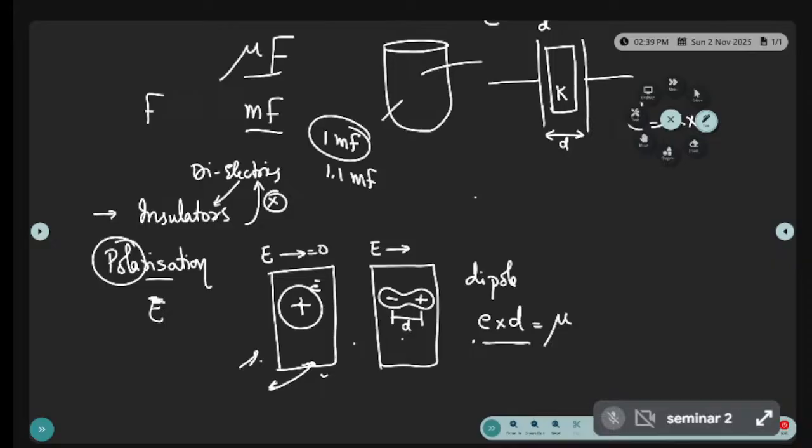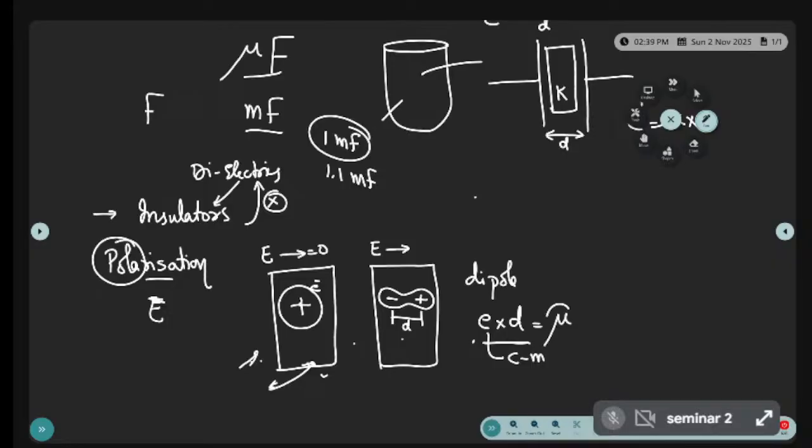What is electric dipole moment? Product of charge strength multiplied with the separation between the charges. We call it dipole moment, or with respect to current, electric dipole moment. What is the unit? Unit of charge is coulomb, and distance is meter. So coulomb meter. What is the SI unit? Coulomb meter is the unit of mu.